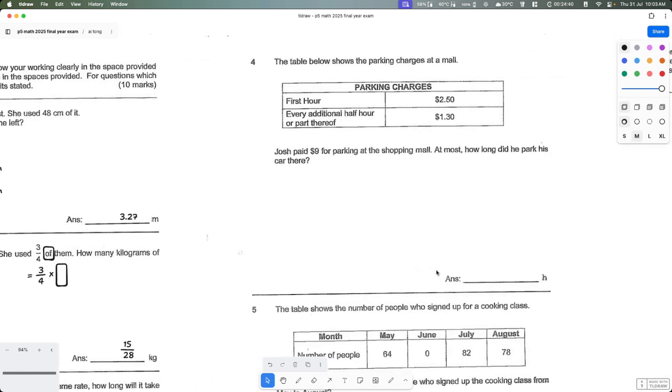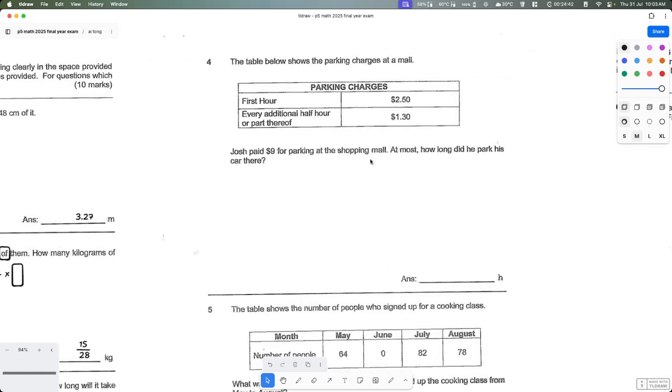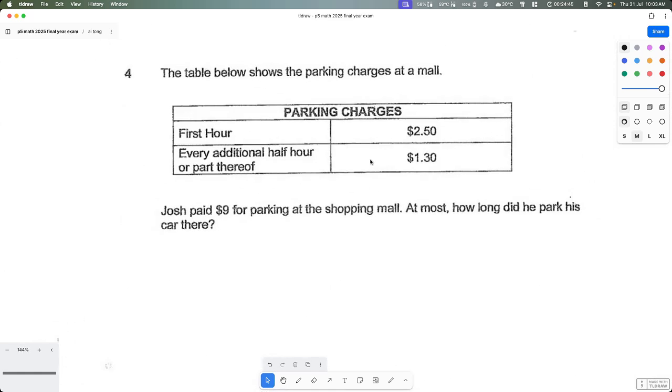Let's move on to question number 4. It says here, the table below shows the parking charges at the mall. First hour is $2.50. Every additional half hour, or part thereof, is $1.30.